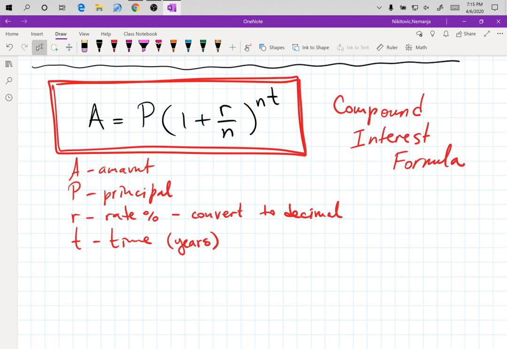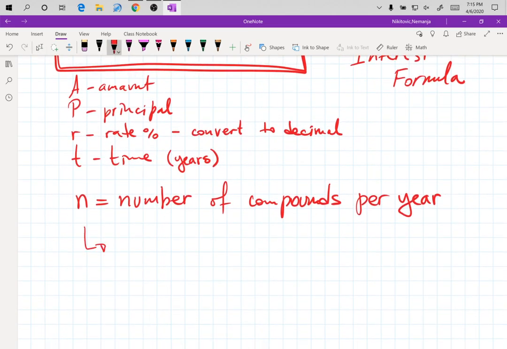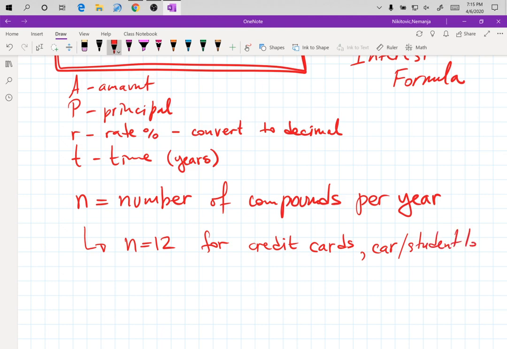And then there is this N. N is the number of compounds per year. And I'm going to say that N equals 12 for credit cards, car, student loans, because you're paying every month.